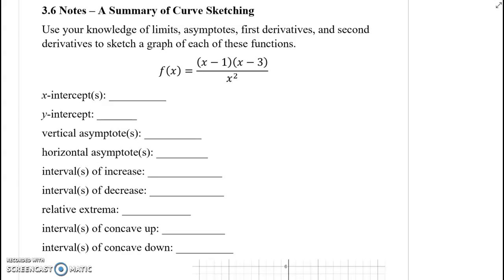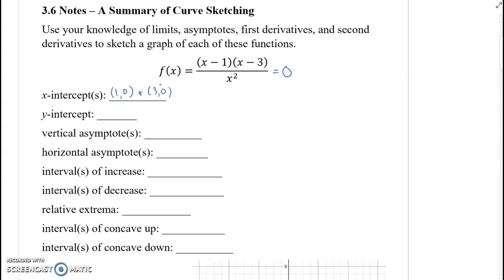calculus concepts. So we're going to just try to find all these characteristics of this graph, starting with the x-intercepts. Well, the x-intercepts are x values that cause the y value to equal 0. That's going to be x equals 1 and x equals 3. So (1, 0) and (3, 0).